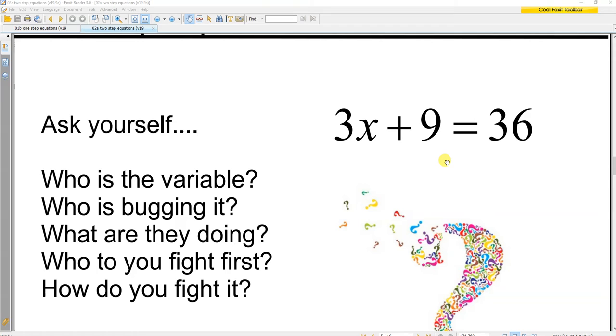So this starts off similar to the last lesson. Who is the variable? X. Who's bugging the x? Well, this time it's 3 and 9. What's the 3 trying to do? Well, the 3 is trying to multiply and the 9 is trying to add. How do I fight multiplication, division? How do I fight addition, subtraction? So it's the same stuff as yesterday, except now we have to do two things. We have to do two fights.